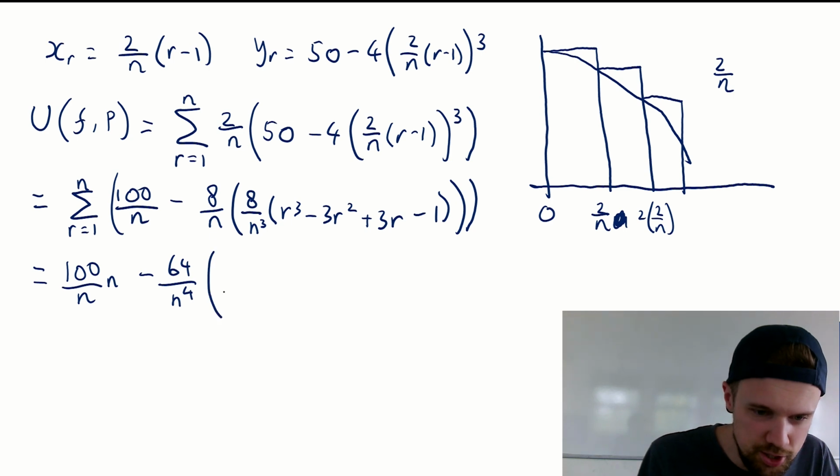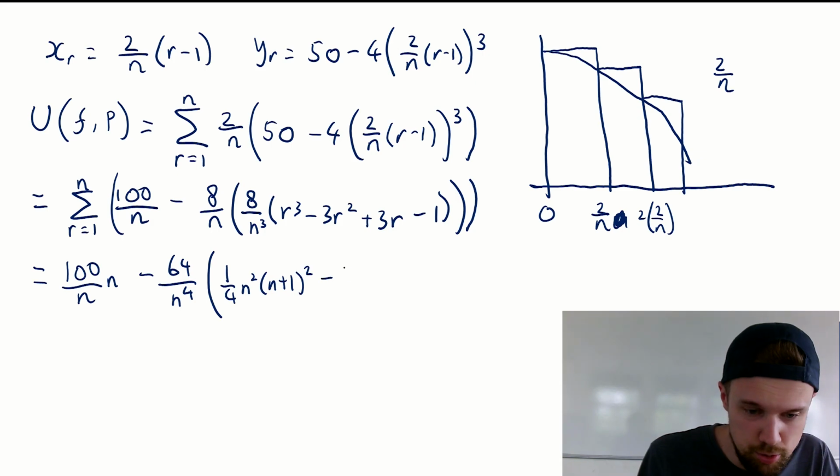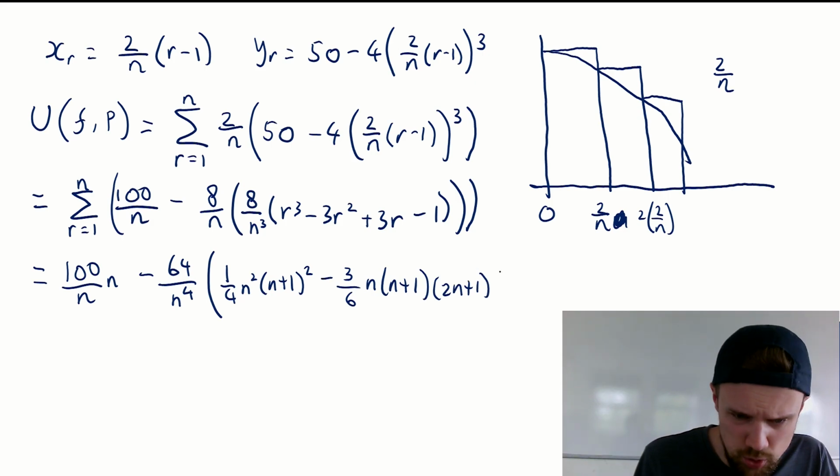And then what we can do is now apply all the series formulas for those individual bits. So that's going to be a quarter n squared (n plus 1) squared, minus 3 over 6 lots of n plus 1 times 2n plus 1, and also plus 3 over 2 lots of n plus 1, and lastly minus n.